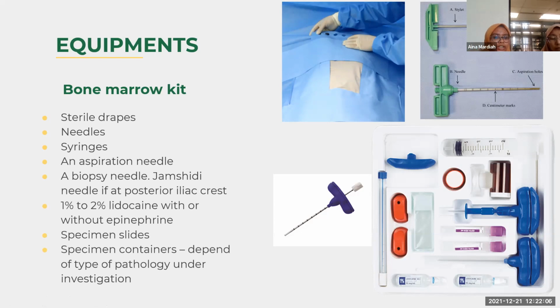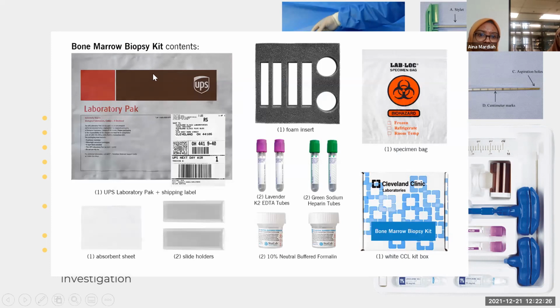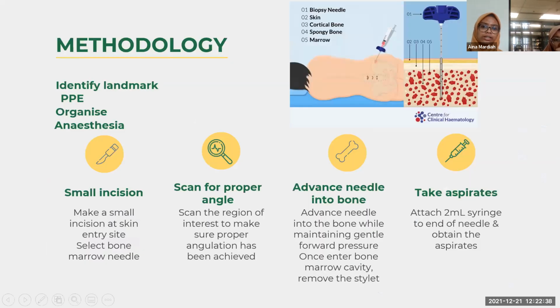Next, for sedation, we can prepare 1% to 2% lidocaine with or without epinephrine, and also other things like specimen slides and specimen containers to keep the specimen that we take from the aspiration and also biopsy. And here is the biopsy kit content, which includes the specimen tube, slide, and other things. So for the methodology, firstly, we should identify the landmark.